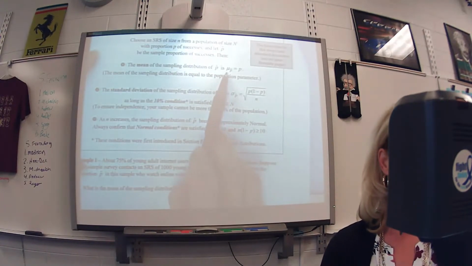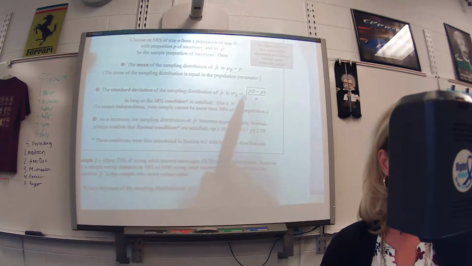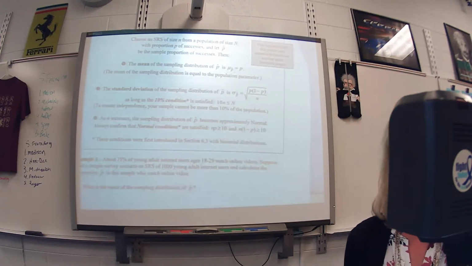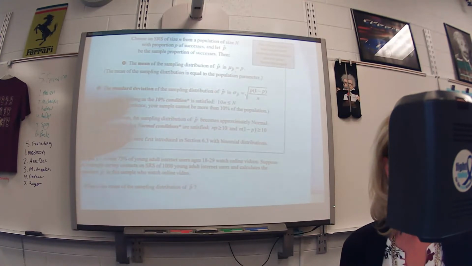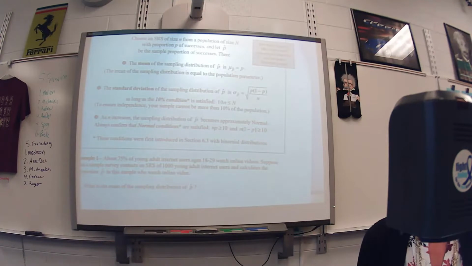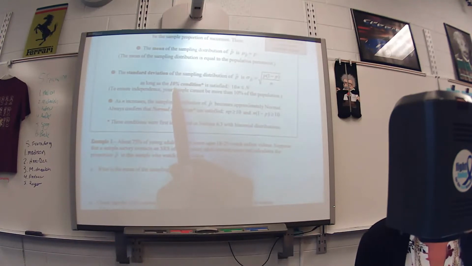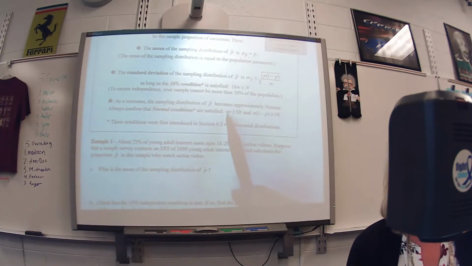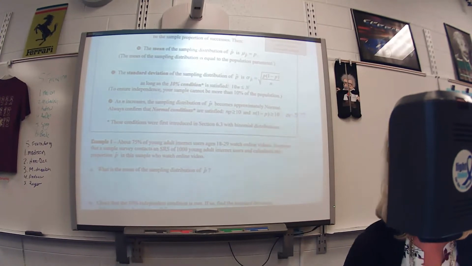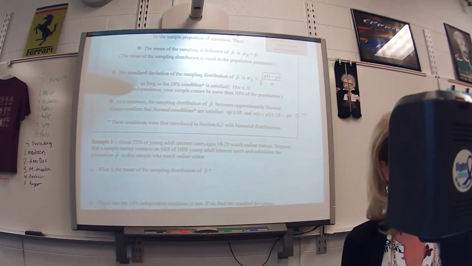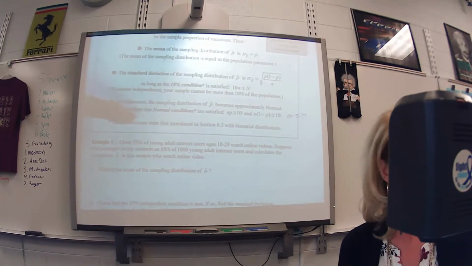So here's your formula for the mean of a sampling distribution, the standard deviation of a sampling distribution. All right. And I think it was in chapter 6 that we first looked at these, what I call conditions. We talked about our 10% rule, and then we did your n times p and n times 1 minus p have to be greater than 10. Some people say greater than 5. Okay, I use 10. But these are going to be important.